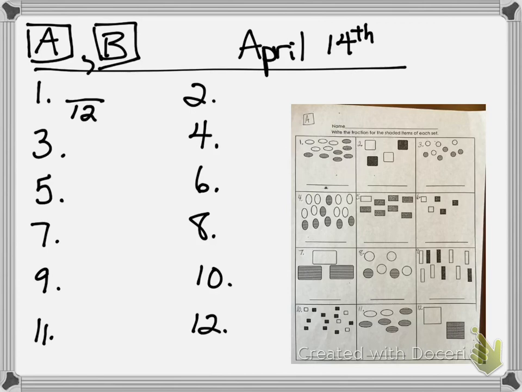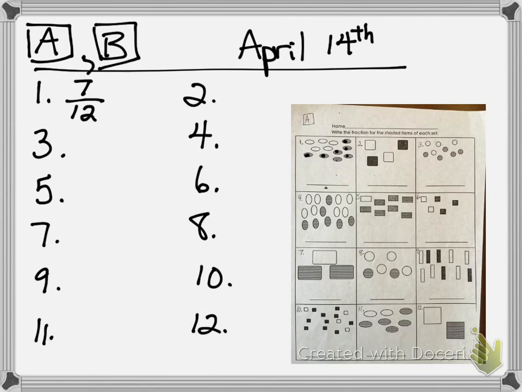Okay, so think about what number goes on the top. The top is the number of items that are colored. 1, 2, 3, 4, 5, 6, 7. Count those again. 1, 2, 3, 4, 5, 6, 7. So the 7 goes on the top. And you can finish the rest of those questions very quickly.